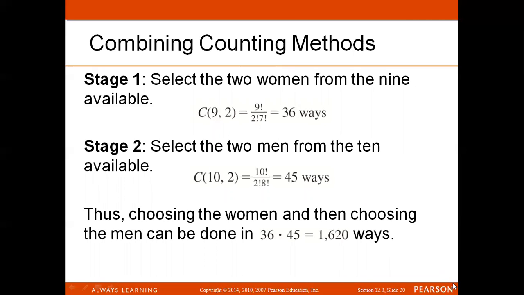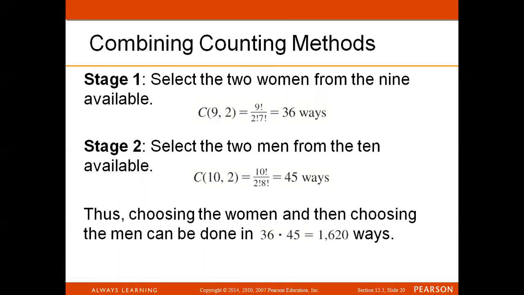So first we have to select 2 women from the 9 available and then select 2 men from the 10 available. And we could have done that in either order, which is also a combination. Combination 9 choose 2 is 9 factorial divided by 2 factorial, also divided by 7 factorial, which is 36 ways to choose the women. And the combination of 10 choose 2 is 10 factorial divided by 2 factorial, also divided by 8 factorial, which is 45 ways to choose the men.